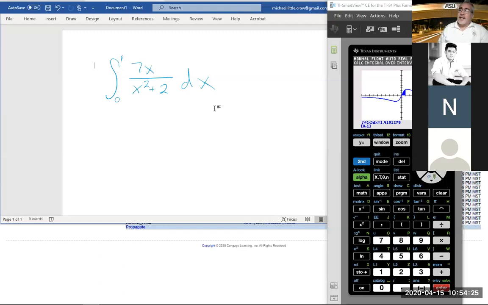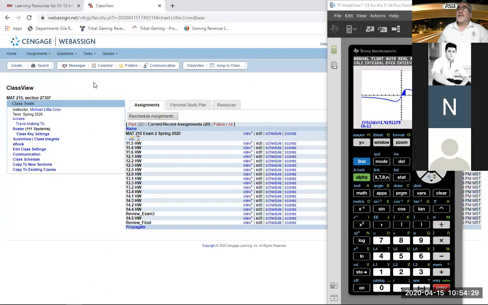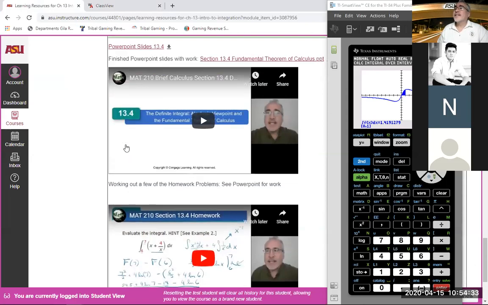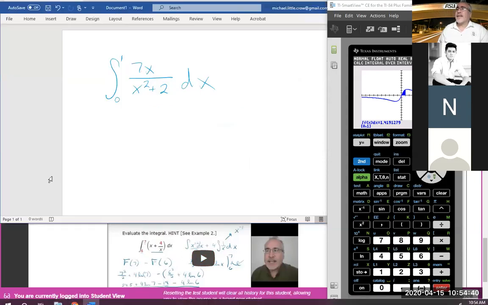So let me remember what this section was about. This was the definite integral. Okay, so what we're doing is we can do this with u substitution. And we let u be equal to the part in the denominator.